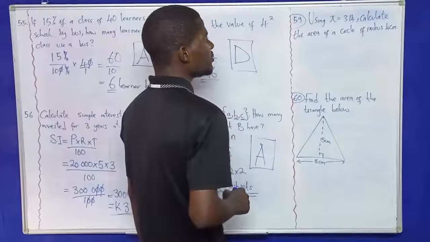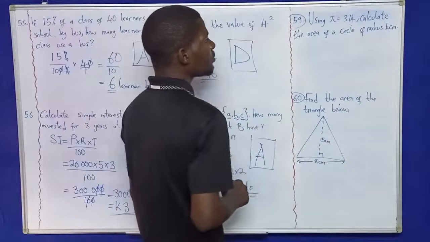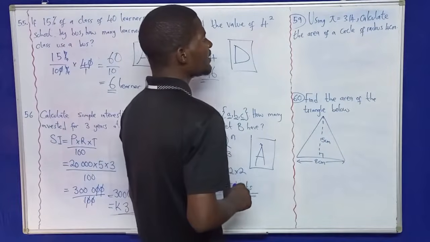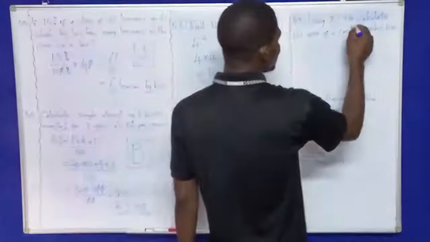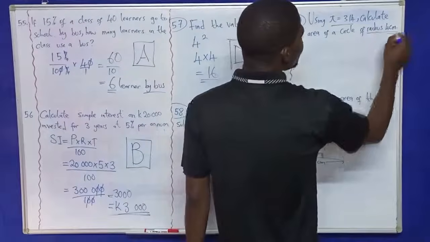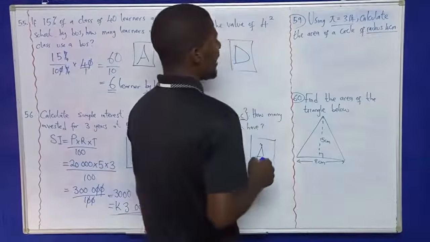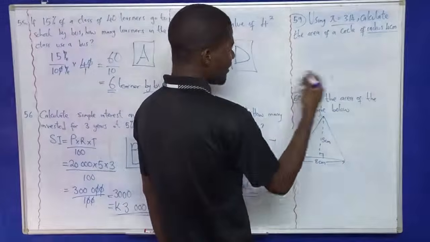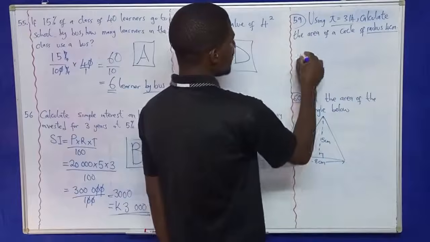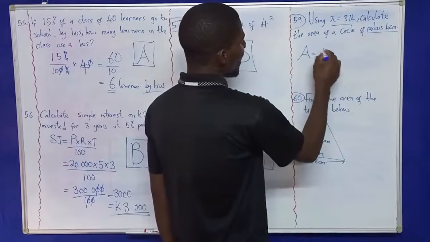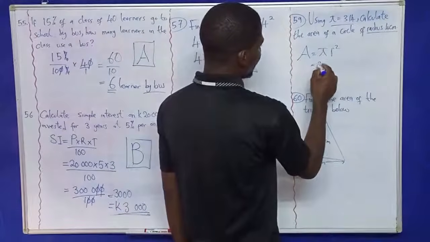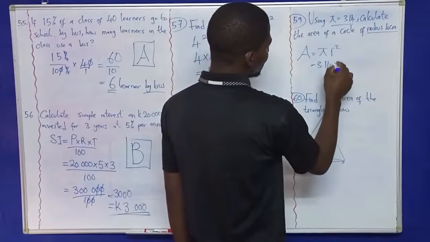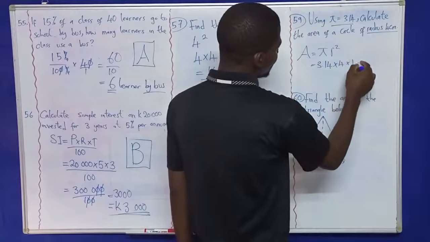We quickly go to 59. Question 59 said, using pi equal to 3.14, calculate the area of a circle with radius 4 centimeters. So using that pi and the radius 4 centimeters, we've been told to calculate the area of this particular circle. So we know the area of a circle is equal to pi r squared. So we have 3.14 times 4 times 4.